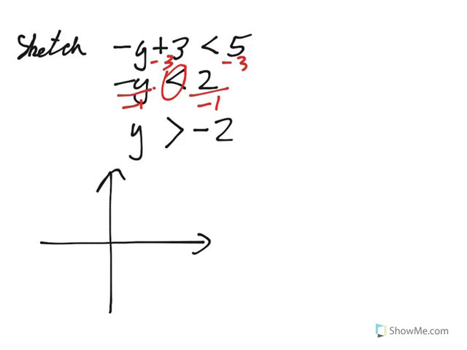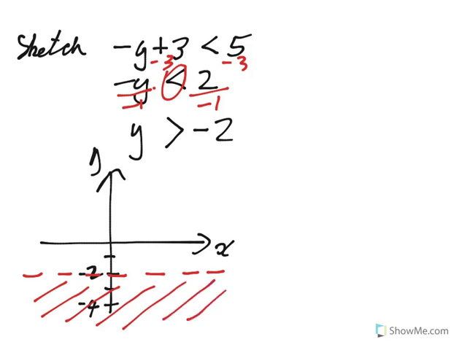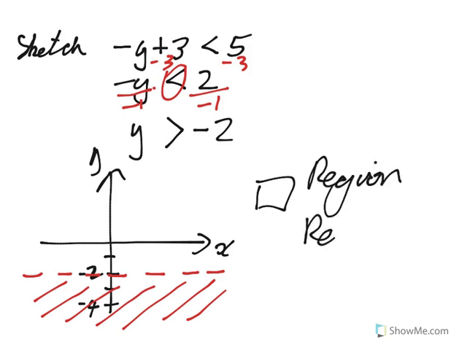Alright, x, y, 1, 2, 3, 4, negative. It's greater than, so the line's not included, so we need a dashed line there. We want the greater than, so we need to cross out the other bit. So our region required is therefore a bit above that line.